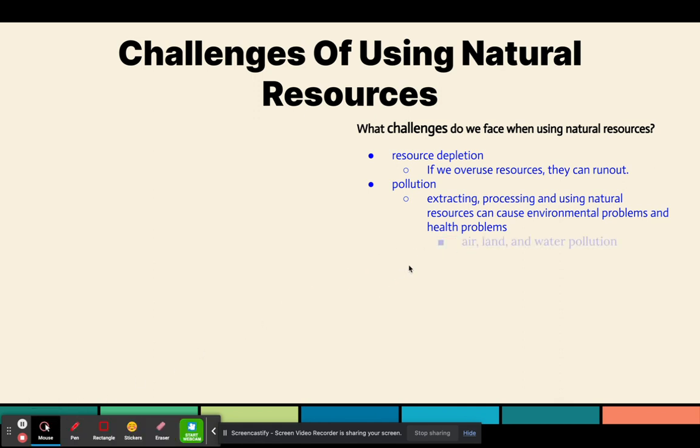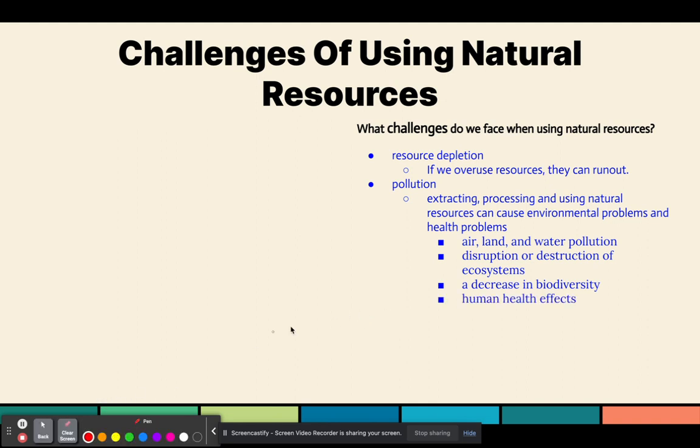But not just the pollution, we can also disrupt ecosystems, right? If we take too many fish out of the sea, then we mess up the food chain. If we take all the trees out of a forest, what about all the animals that used to live there, right? That can decrease the biodiversity.